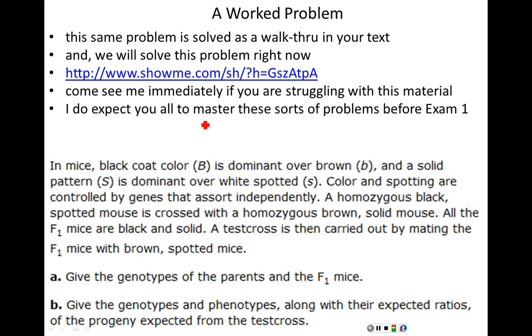Here's the problem. We're dealing with mice, and with two genes in mice: coat color and coat pattern. We have black coat alleles, which are dominant over brown coat alleles, and solid patterns, meaning the coat is all one color, dominant over spotted patterns. The rest of the problem is read to you and broken down for you in that tutorial. So again, please pause the lecture now, go to that URL, and see how this problem should be solved.